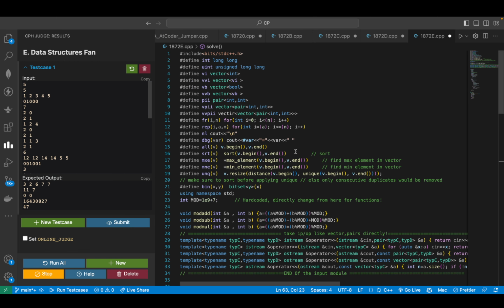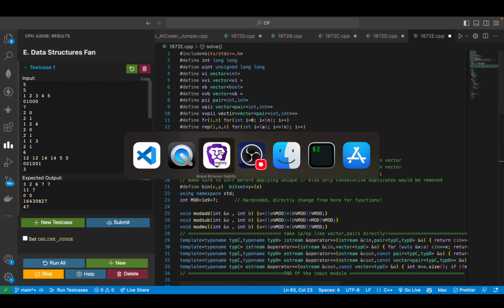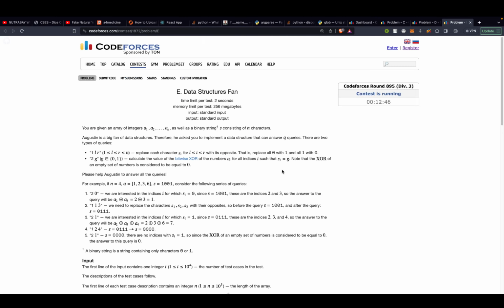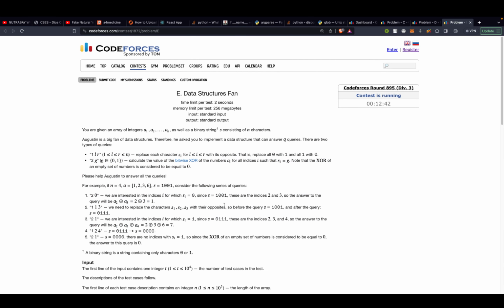Cool, let's move to the last problem. The last problem is interesting. I'm not sure why a lot of people didn't do it. It's not that tough per se. So the problem kind of looks big because they have explained the example, but we'll try to go through it quickly. Cool.